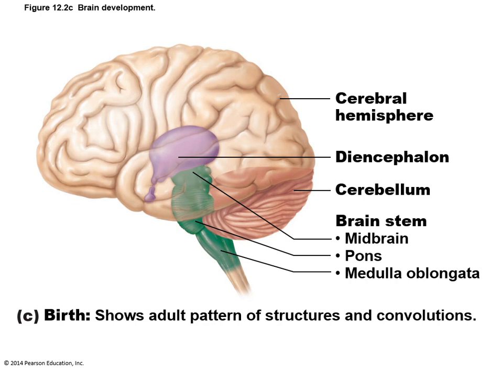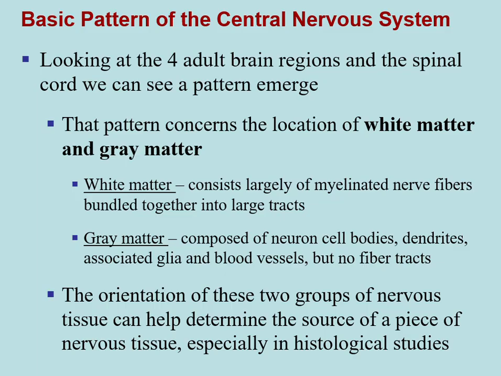Alright, now we're going to continue looking at the brain. So we've talked about the adult brain structures, the cerebrum, diencephalon, cerebellum, and brainstem. So let's continue on and look further. Let's talk about the organization of the central nervous system.